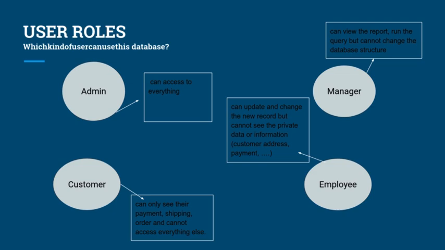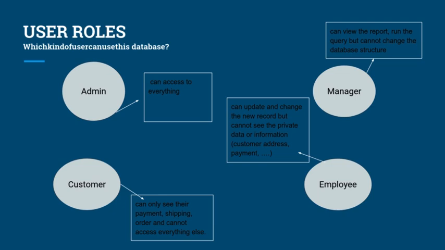Going to manager. Manager can view the report and run the query, but cannot change the database structure. For example, if someone placed an order, they can see how many people placed an order today and what products people bought. Manager can also query to find a specific order or specific customer, but manager cannot add or delete anything in the database.